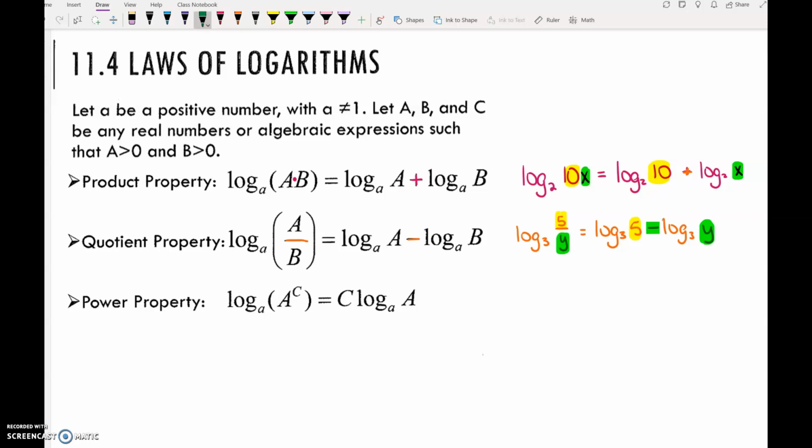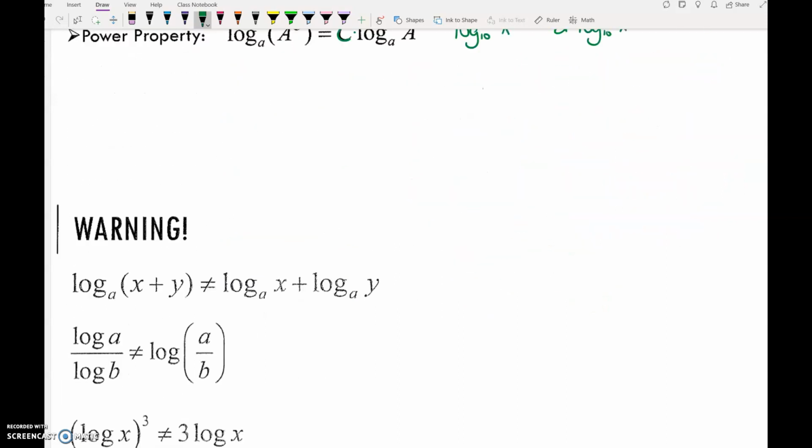The last law, we kind of touched on this in a previous section before our first half of the chapter test. Exponents inside of a logarithm move in front and become a coefficient multiplied by that logarithm. So if I have the log base 10 of x squared, that's going to become 2 times the log base 10 of x. So any exponents move in front and become a coefficient, a number multiplied in front of that logarithm. All right, let's put these together.